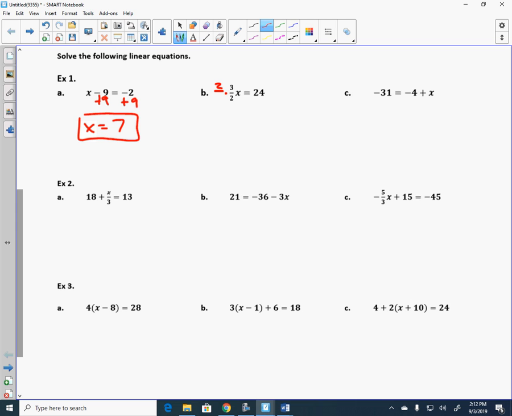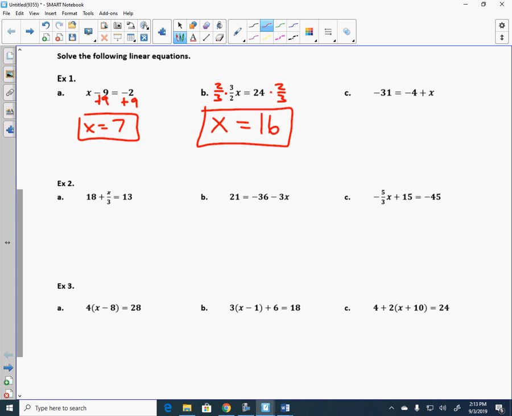Multiply by 2/3. Remember, right away, what people often say is, well, divide the 3/2 off. Well, we don't divide by fractions. We multiply by the reciprocal. So you can see you're left with x. And then on this side, you can do 24 times 2 divided by 3, or you can do 24 divided by 3 times 2. You can do either order. So 24 divided by 3 is 8, times 2 is 16.